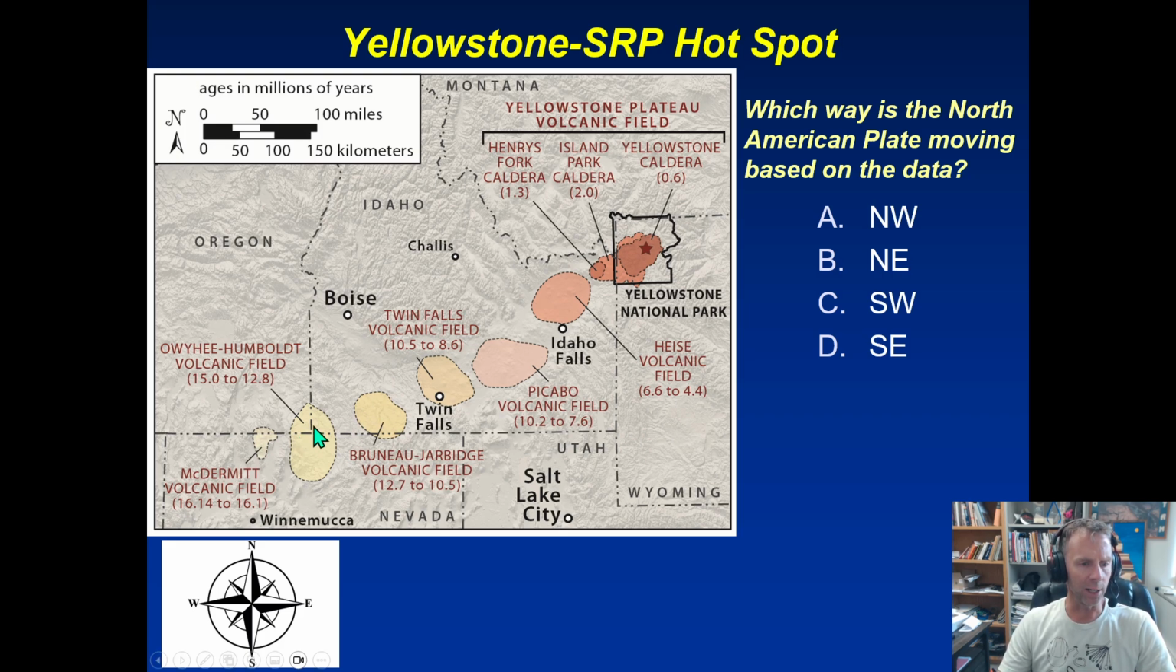But you can see the ages of the different volcanic regions. You can see on the map sort of their progression. And I put a little compass rose down here in the bottom left corner to remind you, northeast, southwest.